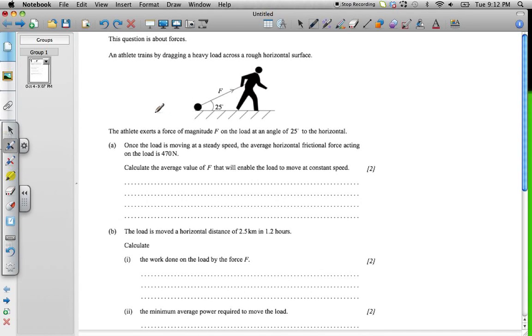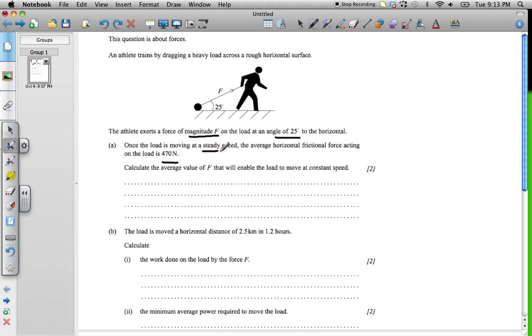Hi, so this is question 6 for the Unit 2 worksheet 2, and the question reads: an athlete trains by dragging a heavy load across a rough horizontal surface. The athlete exerts a force of magnitude F on a load at an angle of 25 degrees to the horizontal. Once the load is moving at a steady speed, the average horizontal frictional force is 470.